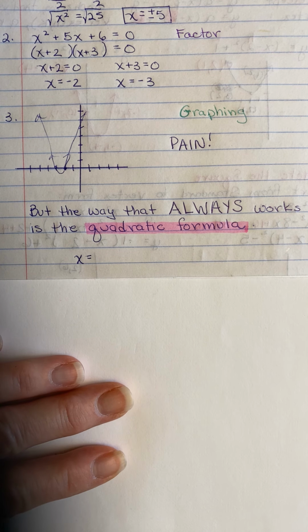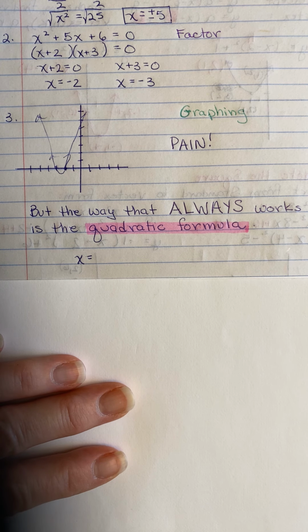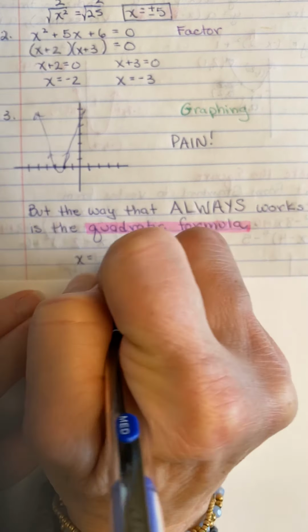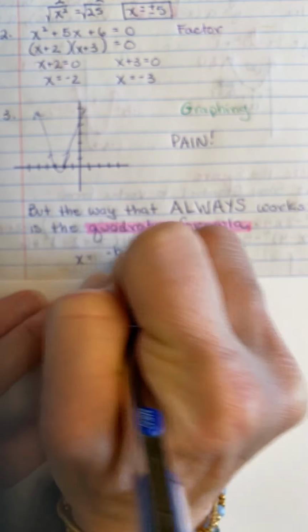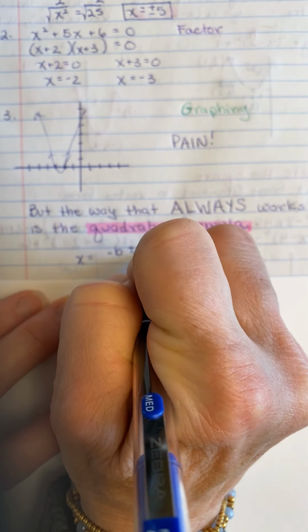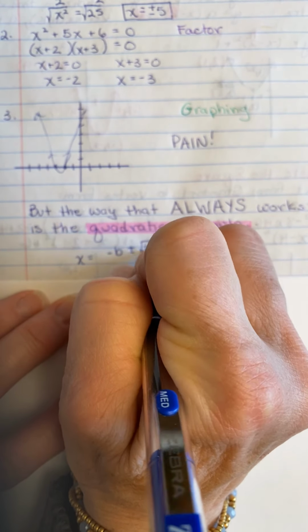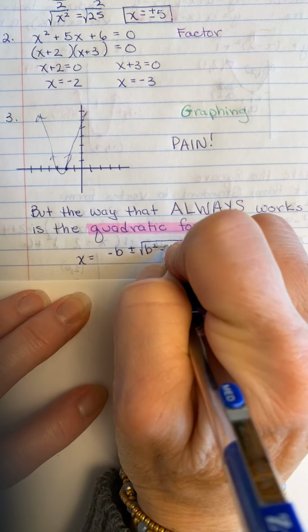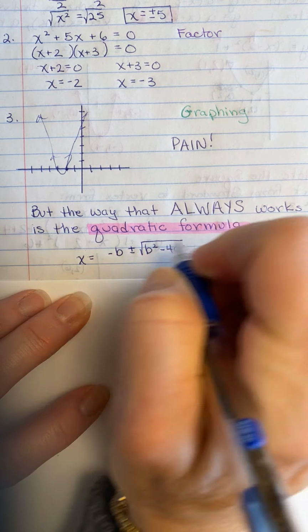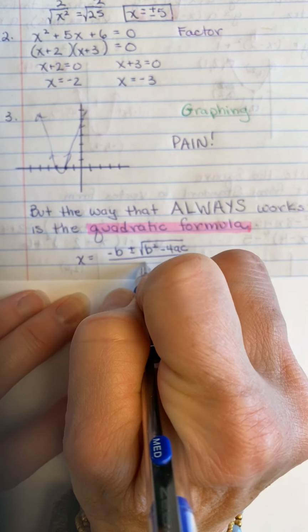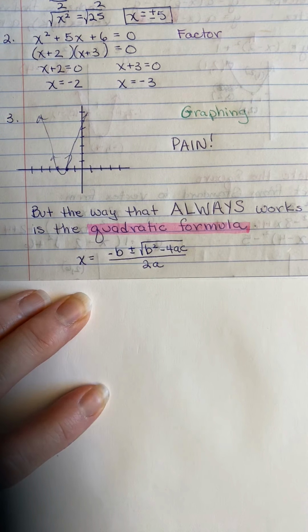So what is the quadratic formula? Well, when you look at it, it looks nasty, but I like to sing a song. It helps you remember how it goes. X is equal to negative b plus or minus the square root of b squared minus 4ac all over 2a.